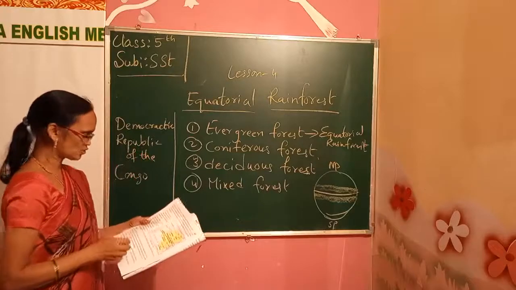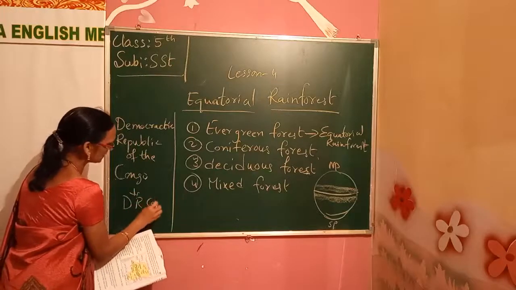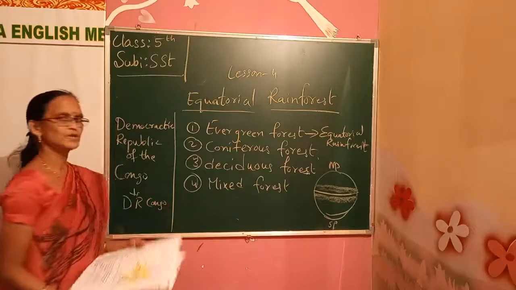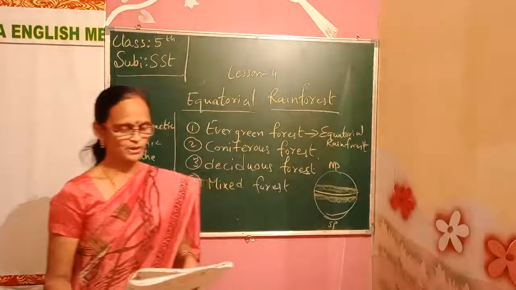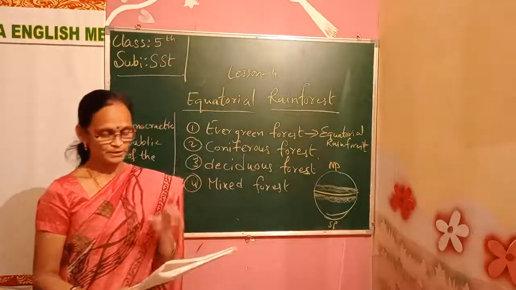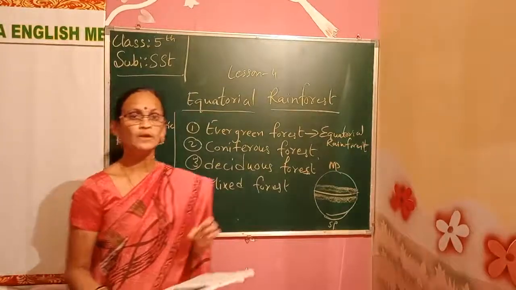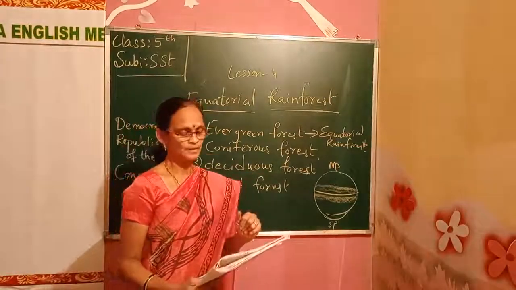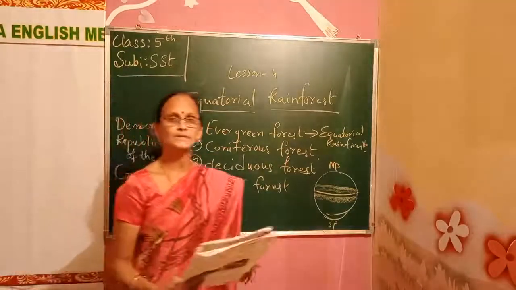It is also called, in short form, DR Congo. This DR Congo is located in Central Africa. This area, the Democratic Republic of Congo, is located in the center of the globe. It is the third largest country of Africa.